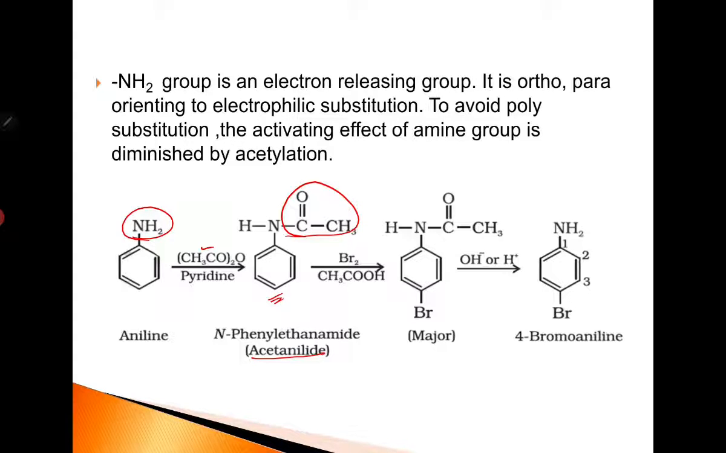This acetanilide now reacts with bromine and gives para-bromoaniline as the major product. So, to avoid polysubstitution, the activating effect of the amine group should be diminished by acetylation. Otherwise, if this group is not protected, we will get a polysubstituted product.